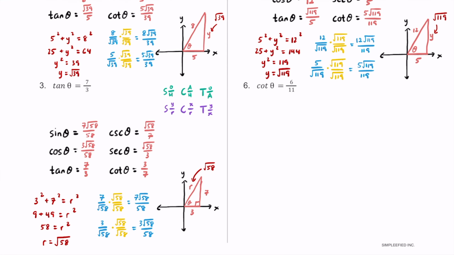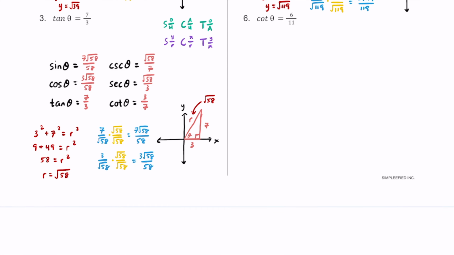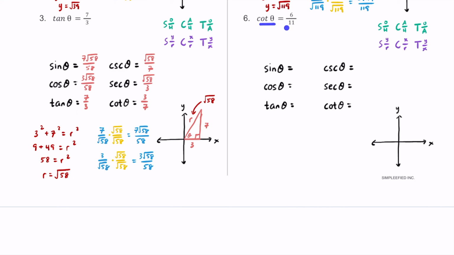All right, here's one more. For number 6, we have cotangent of theta is equal to the ratio of 6 to 11. All right, so cotangent is 6 over 11, so we can go ahead and write that in where cotangent is. And then if we know cotangent, then tangent should be the reciprocal, so that's going to be 11 over 6, or the ratio of 11 to 6.